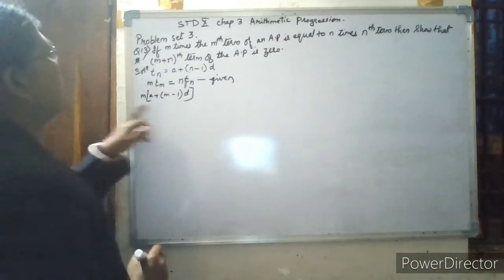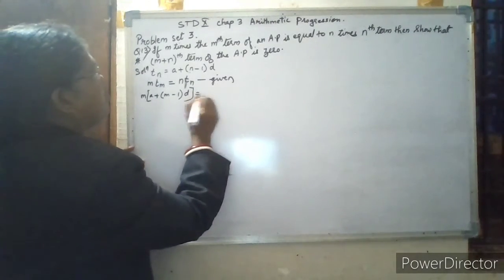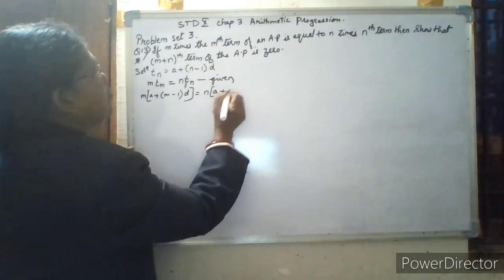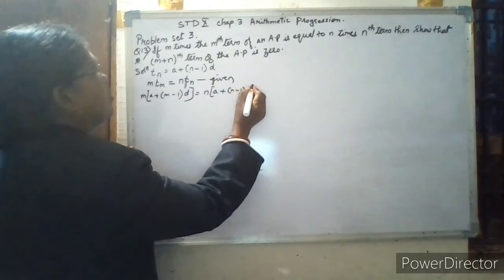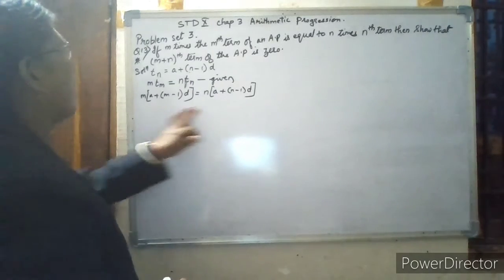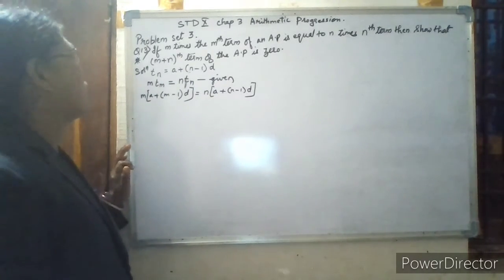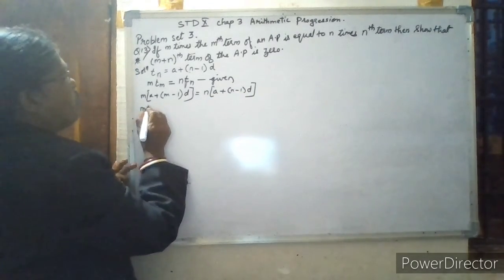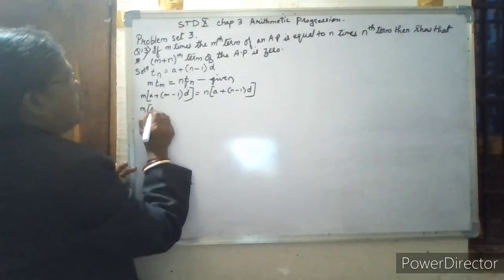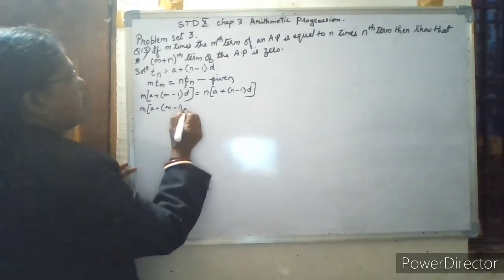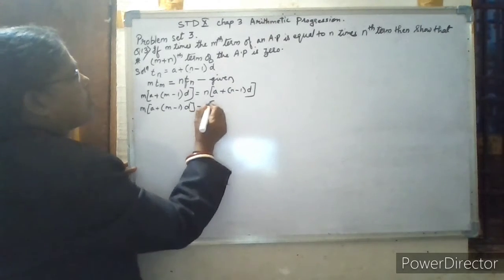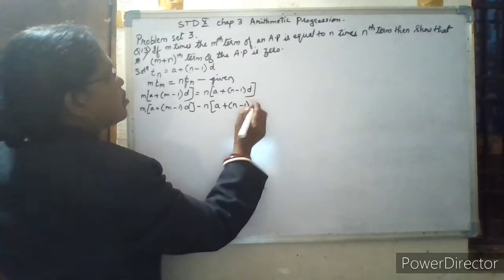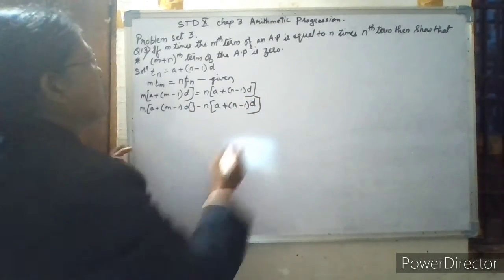This is the nth term. It is equal to a plus n minus 1 into d, according to the condition given. Now this whole bracket we bring to this side. So, m into a plus m minus 1 into d, minus n into a plus n minus 1 into d. The whole thing is equal to 0.